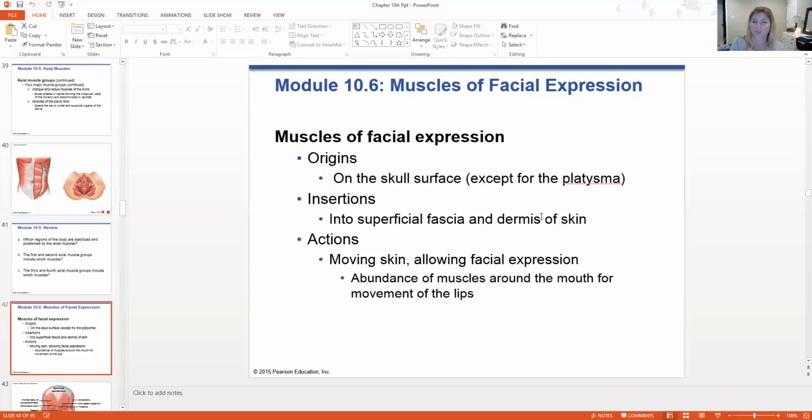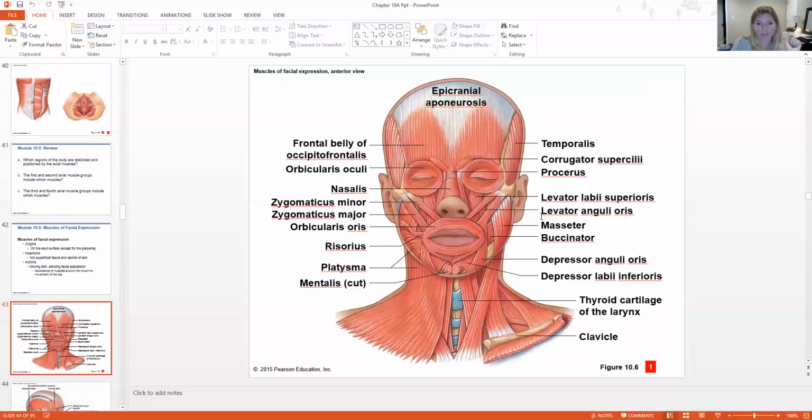Their origins are different because most of the origins for muscles are typically on the skull or on the bone, but in some cases of facial expression, they will originate and insert onto either the dermis of the skin or the superficial fascia. So that's how we have such fine movements in our skin. We can make all these weird faces because the muscles are actually pulling on the skin instead of on a bone, allowing our skin to move, providing for facial expression. Here they are.